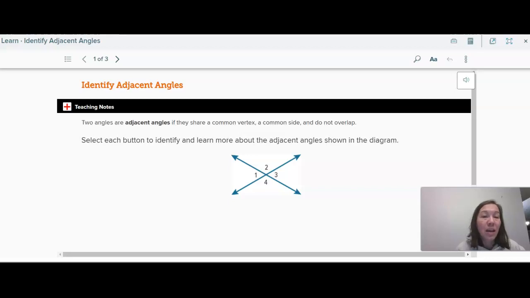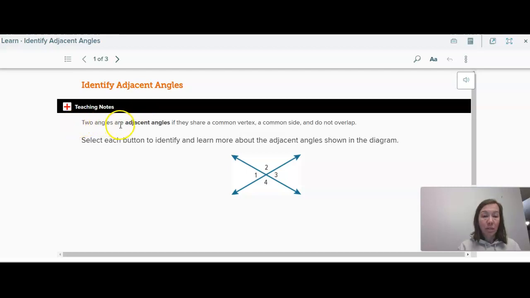So we started talking about vertical angles in class today, and you guys learned how to name an angle, all the different ways you can name an angle. You learned that vertical angles are angles like 1 and 3 and 2 and 4, they're kind of directly across from each other. And now we're going to talk about adjacent. Can you say that word? Adjacent angles.